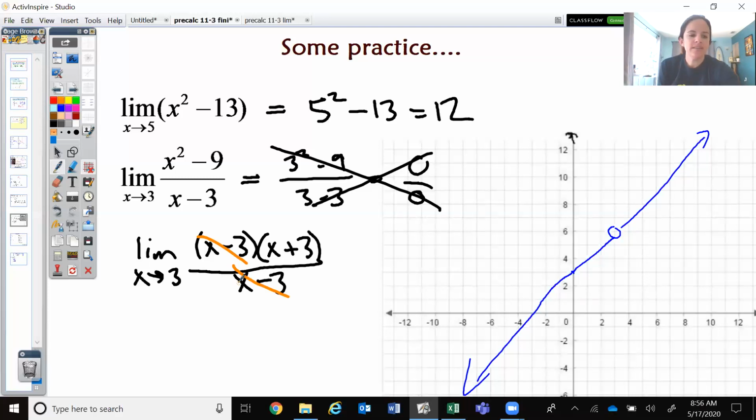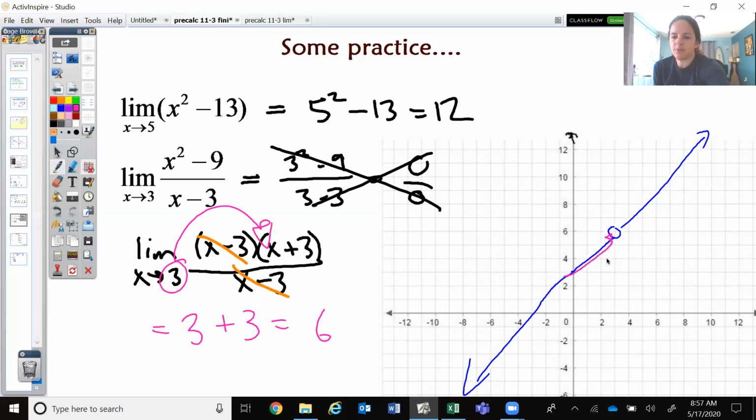So now it's easy to look at this limit because I can either consider the graph or I can direct substitute into what's left over. So I can substitute this value now into the piece that's left over after I took out the hole, and that would be 3 plus 3, and so I would get a limiting value of 6. I can see from my graph that, yep, the y value that it's approaching on both sides is 6, even though there's a hole in the function.